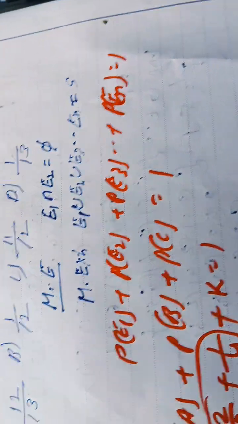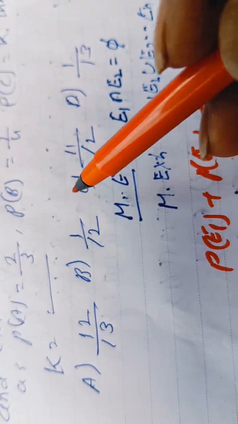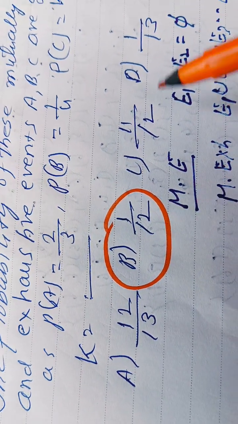In the options, A is equal to 12 by 13, B is equal to 1 by 12. Option B is the answer. K is equal to 1 by 12.